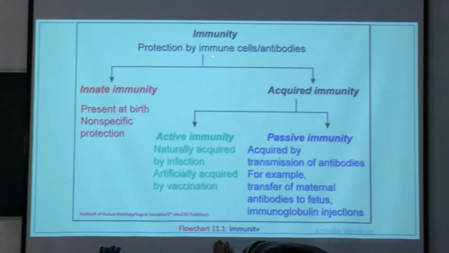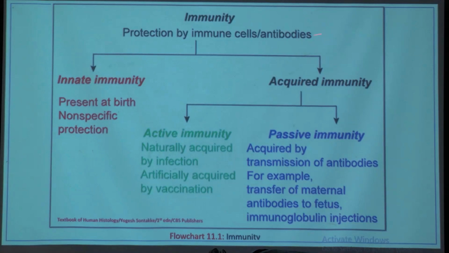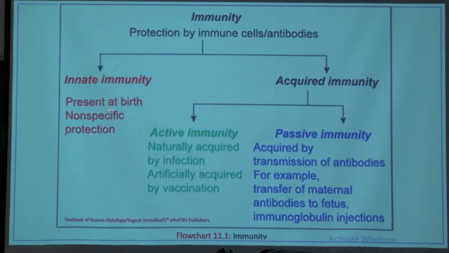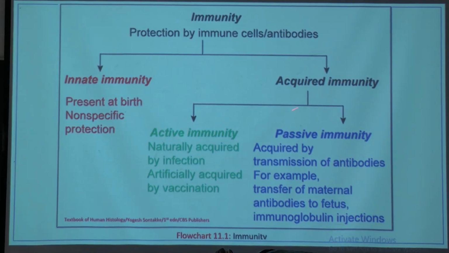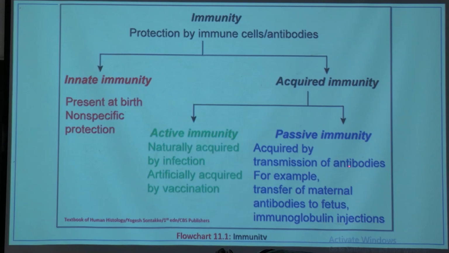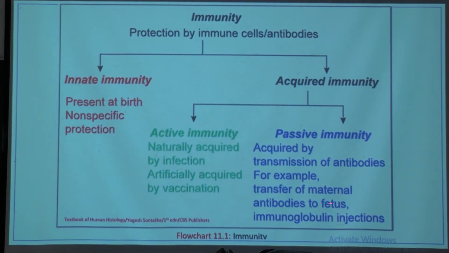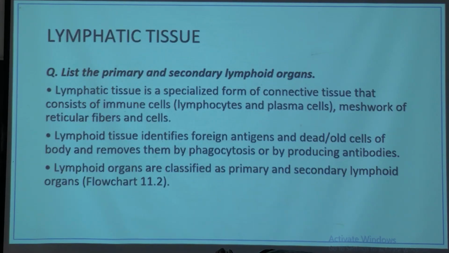Immunity is protection by immune cells or antibodies. Innate immunity is present at birth, with non-specific protection. Acquired immunity: active immunity is naturally acquired by infection, or artificially acquired by vaccination. Passive immunity is acquired by transmission of antibodies, for example, transfer of maternal antibodies to the fetus, and immunoglobulin injections.